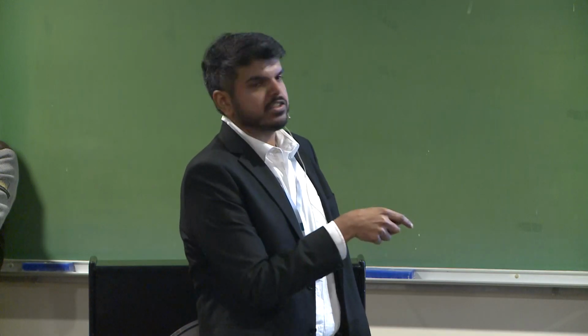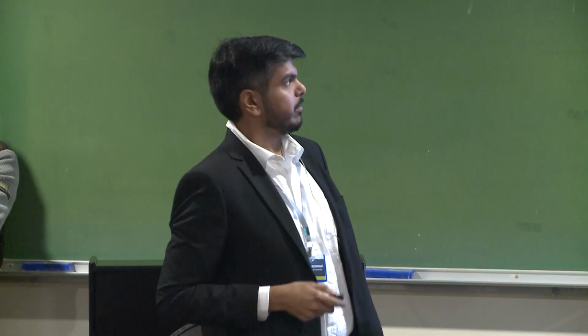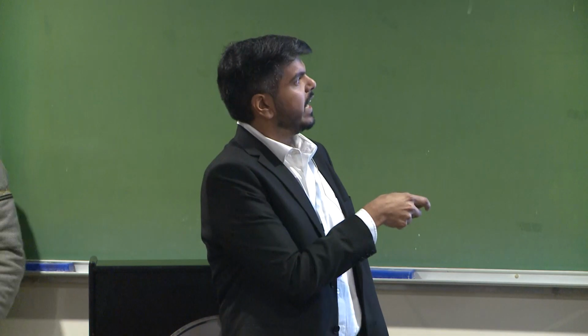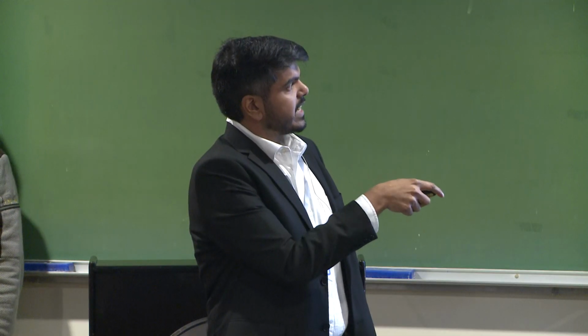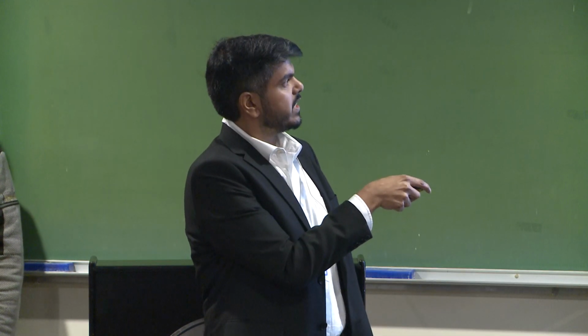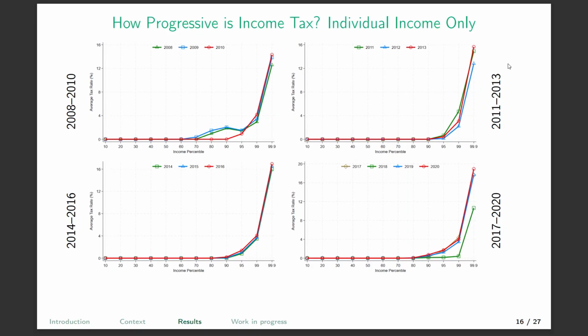So I'll show you a series of graphs that look like this. Each of the 4 panels is showing the same thing, just different years. We didn't want to have too many lines on the same graph, so it's the same thing, different years, 8 to 10, 11, 13, and so on. On the x-axis, we have the income percentile. So these are deciles, they're not very clear, but they're deciles going up to 90, and then it's the 95th, 99th, and the 99.9th percentile of the income distribution. Again, these percentiles are coming from the PSLM data for that relevant year.